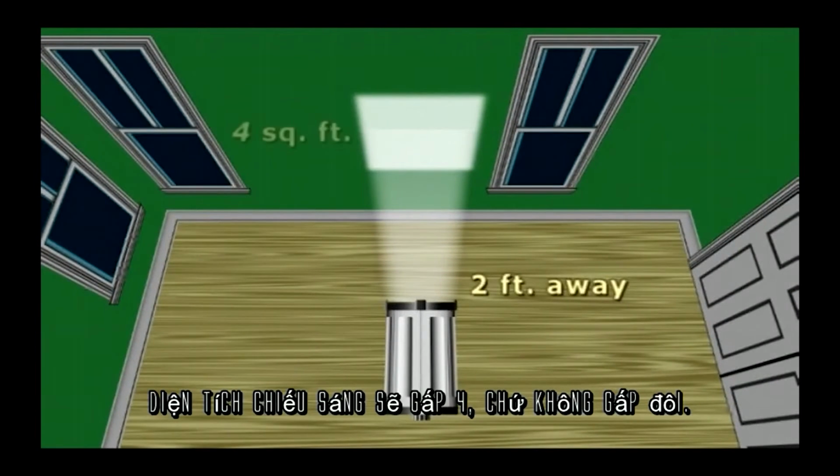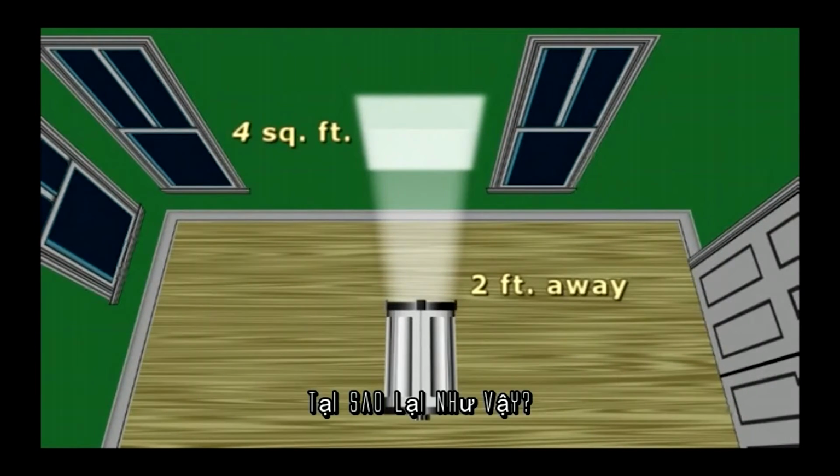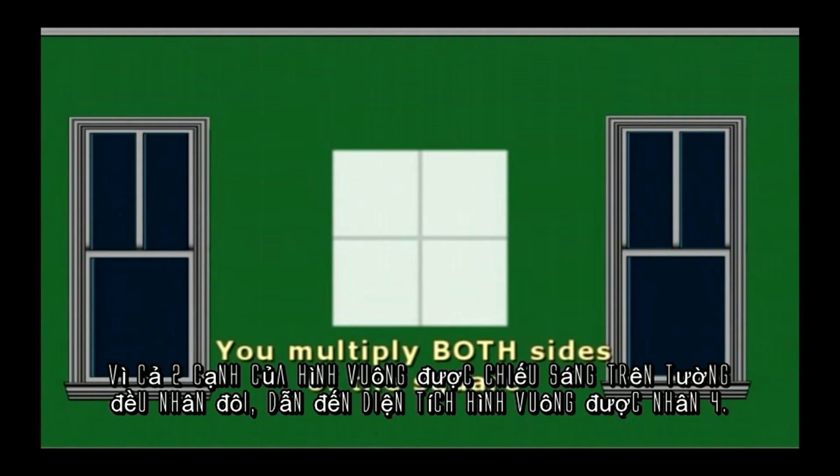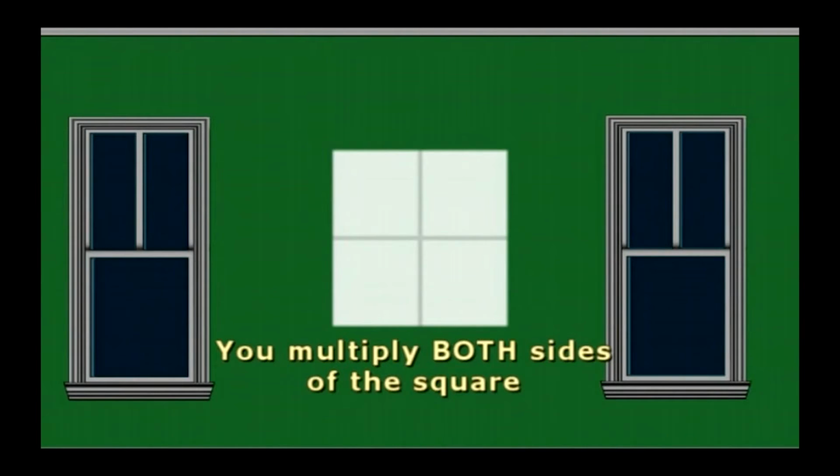It quadruples. It doesn't double. We're not getting twice the area lit up, we're getting 4 times the area lit up. Why? Because the area, instead of being 1 foot wide, now it's 2 foot wide. That is double, yes, but it's a square. So we're doubling here too. So now I have 2 by 2, I'm lighting up 4 square feet worth of area with that one light.